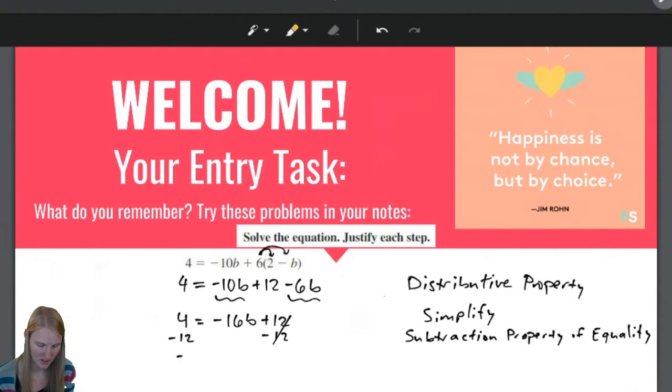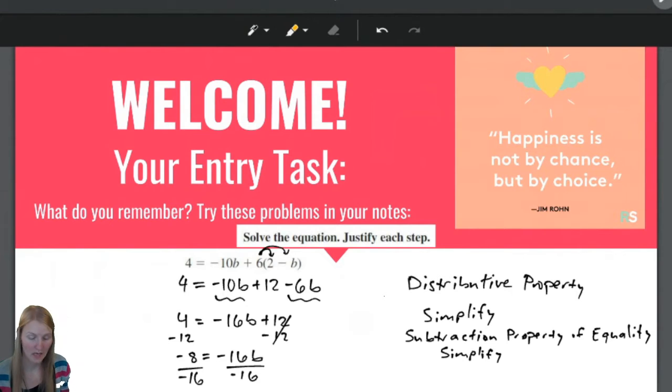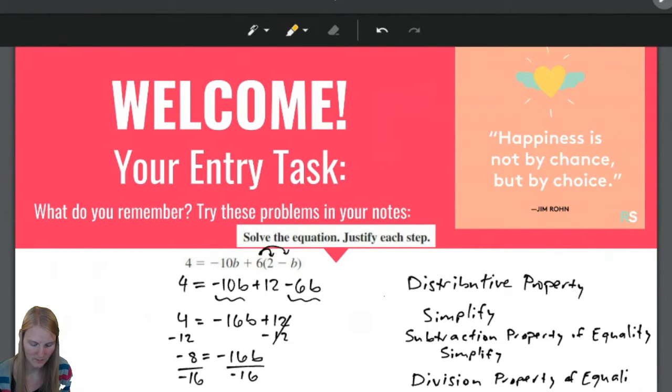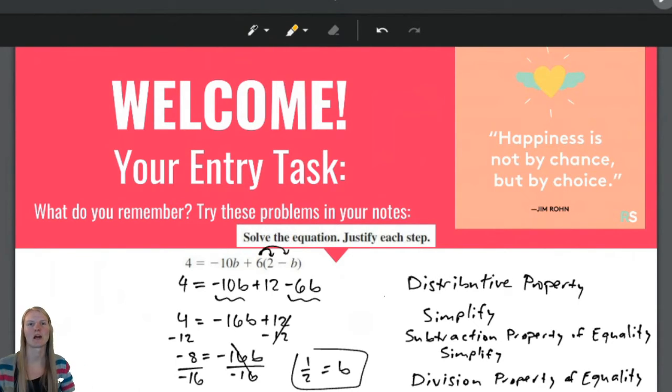And now I get negative 8 equals negative 16b. And again, that was just simplification. And now, to get b by itself, I'll just divide by negative 16 on both sides. Why am I allowed to do that? It is the division property of equality. And I get negative 8 divided by negative 16 is positive 1/2 equals b. And we simplified to get there.